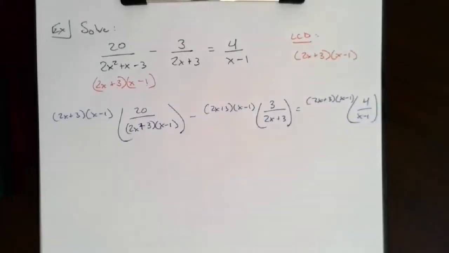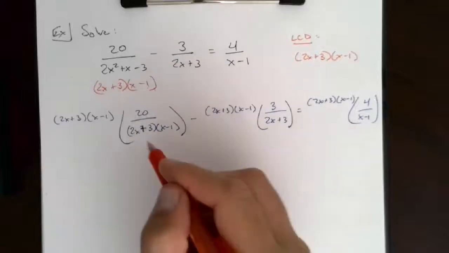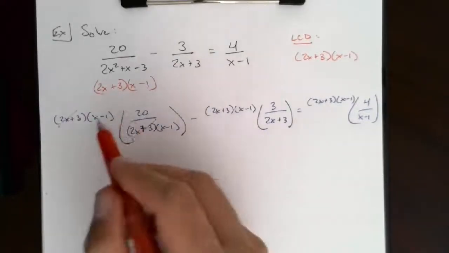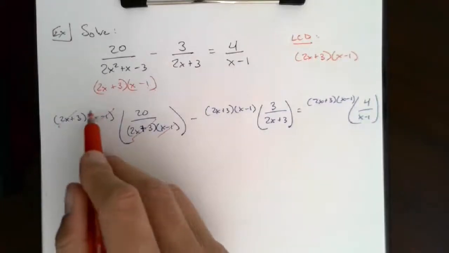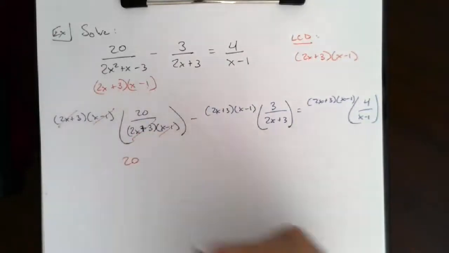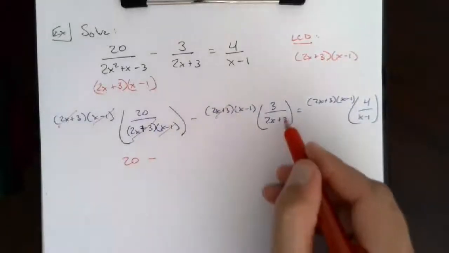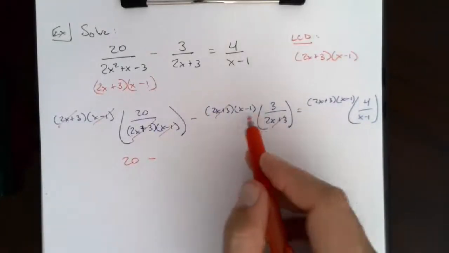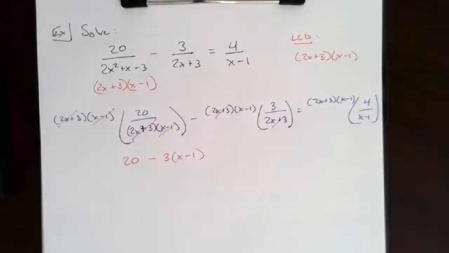And then you want to go through and cancel. Remember, that's why we're doing this. We're going to try to clear fractions. Well, in the first fraction, the factor of 2x plus 3 cancels with 2x plus 3. The factor of x minus 1 cancels with x minus 1. This is all just a 1 in front, so it's 1 times 20, which just gives you 20. Minus, don't lose your minus sign. Here, 2x plus 3's cancel, and you're left with x minus 1 times 3, which I'm going to write as 3 times x minus 1. It's just going to be easier to work with in that order.